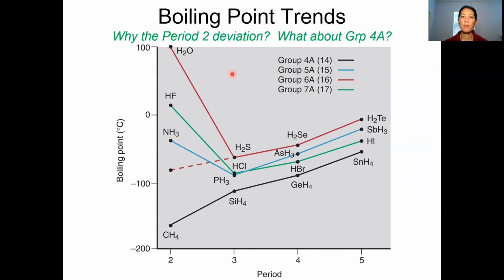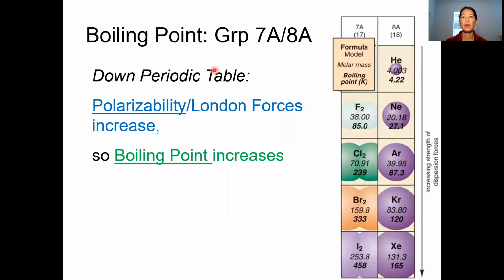So the answer, you may have come up with that, is because of hydrogen bonding. I told you hydrogen bonding is way stronger than dipole-dipole and of course London dispersion. So it makes the forces harder to break apart, harder to boil. As we go down the periodic table, because polarizability increases and consequently the dispersion forces, boiling point also increases.